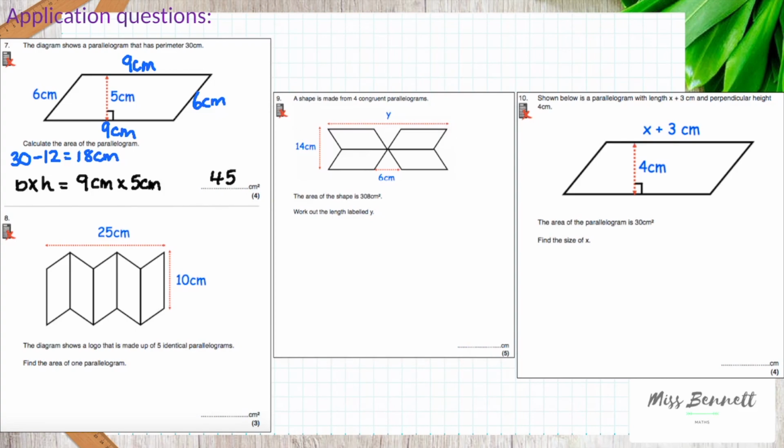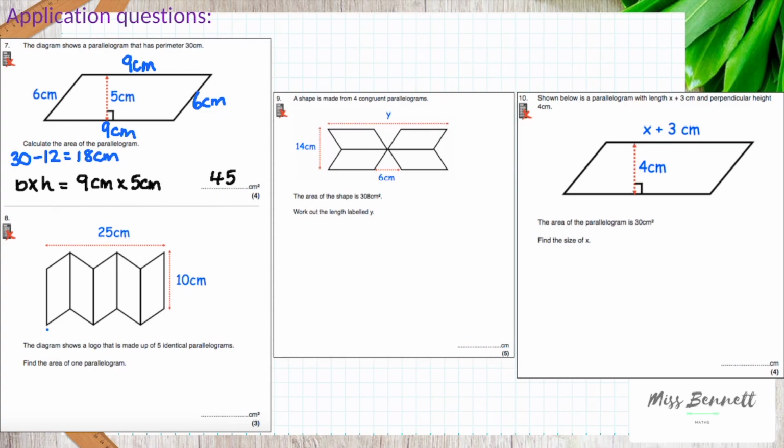The diagram shows a logo that is made up of 5 identical parallelograms. Find the area of one parallelogram. Well, I can see that these 5 parallelograms have a total base of 25 centimetres. So if I want the area of one parallelogram, I could either find the area of the whole shape and then divide it by 5 to get 1, or I can work out the base of 1 and then work out the area of 1. So I'm going to do the second option. I'm going to work out the base of 1.